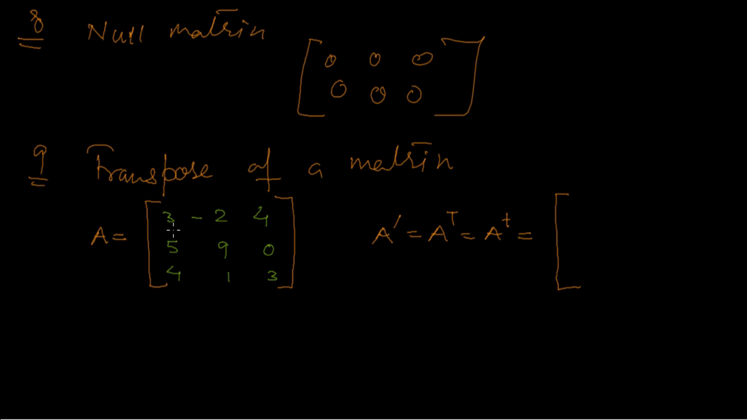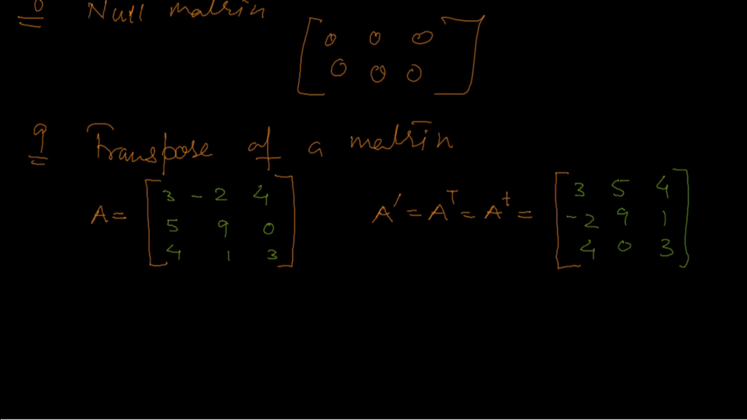We have to change row into column and column into row. So you see, the first row I put as a column here. So I get here 3 minus 2 4. This row I am putting in vertical form. This row again here nearby, 5 9 0, and this also, 4 1 3. So this is the transpose of A. This is called the transpose matrix.